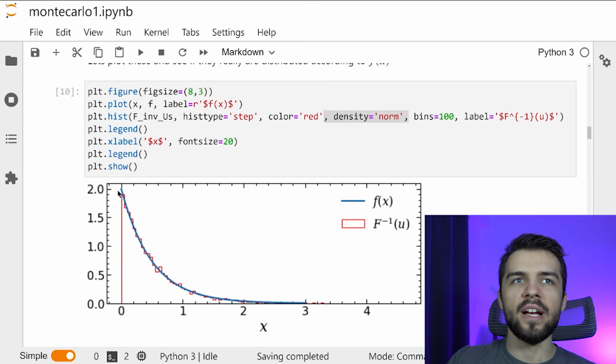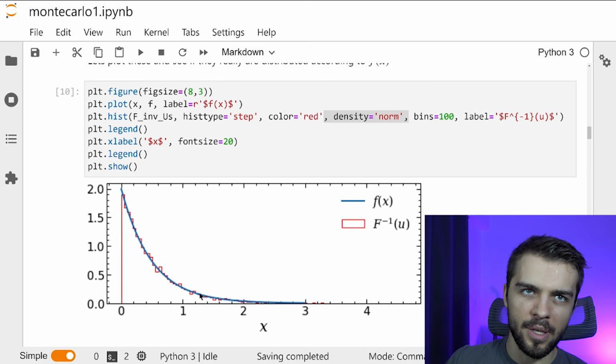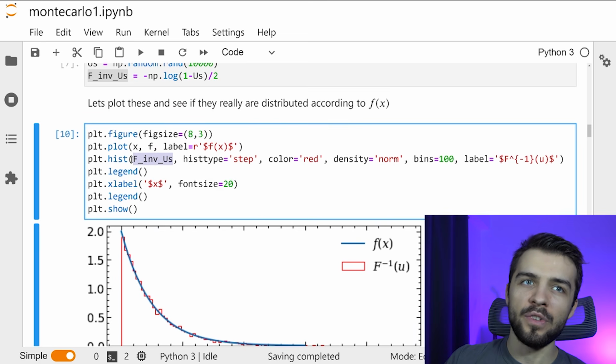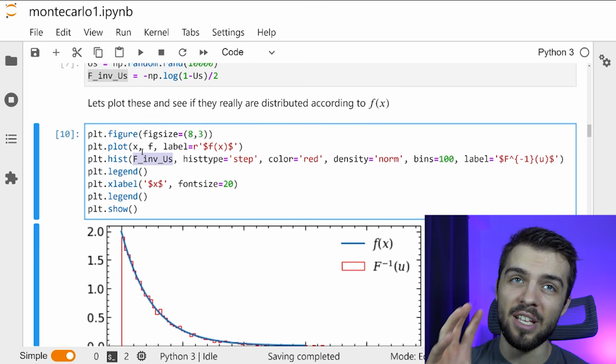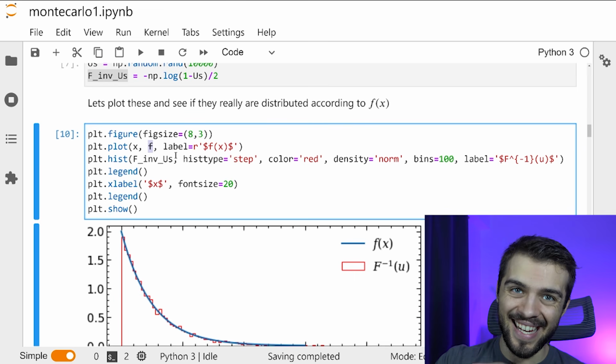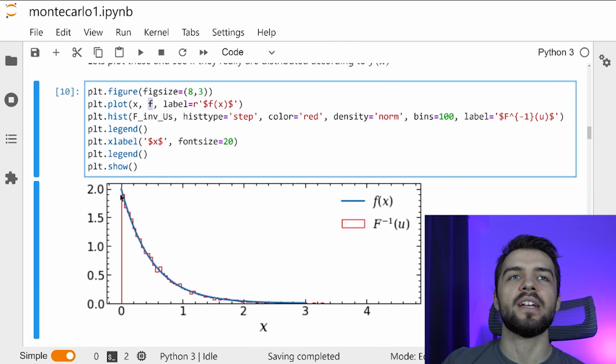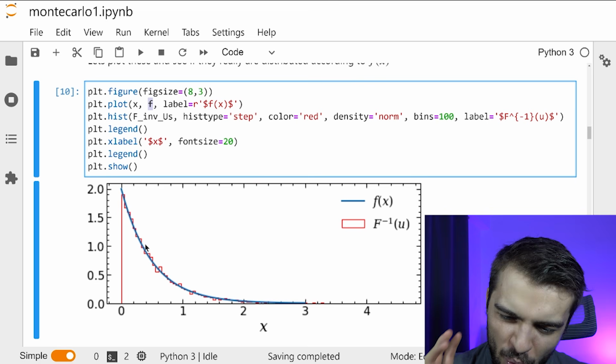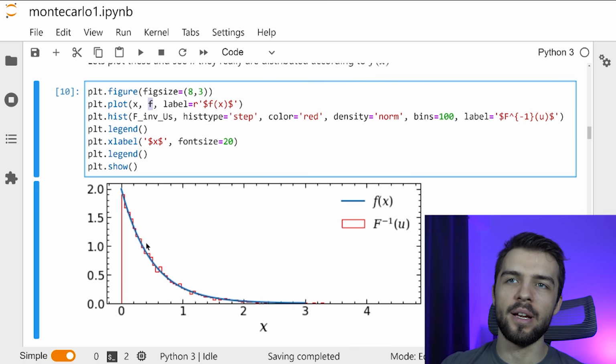And so you can see my f of x, which is the distribution I want to be distributed according to, and my F inverse of u's, right, which the theorem says should be distributed according to f of x, right, and have a CDF capital F of x. You can see that it follows it exactly. So I have a really good method now for generating random variables.